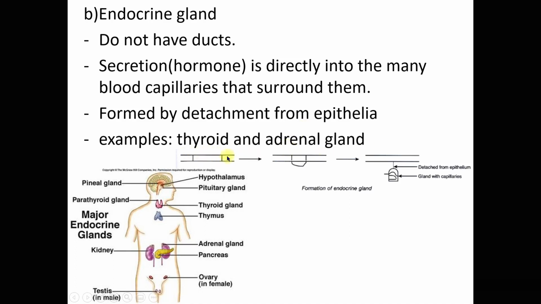So this is the epithelia. What happens is one portion of the epithelia just breaks off, it detaches from the epithelia. That particular group of epithelial cells that detached develops or differentiates into an endocrine gland, and this gland is surrounded by many blood capillaries. Why? So that the content the endocrine gland secretes, for example a hormone, can easily diffuse into the blood capillary and travel to various organs in the body via the blood capillaries.